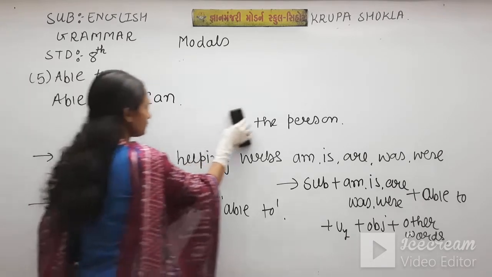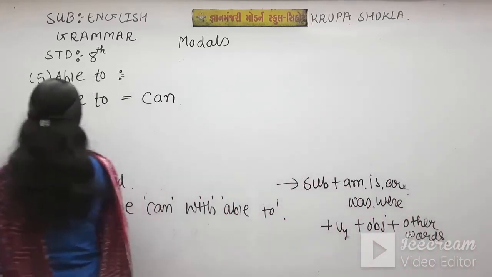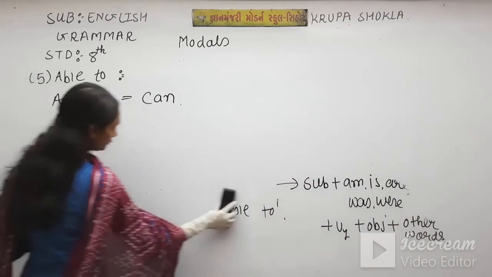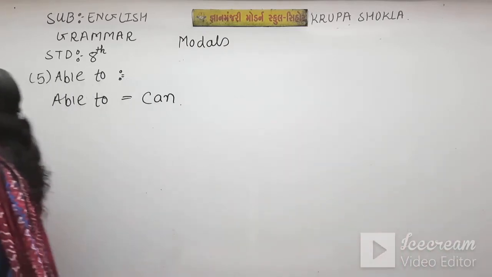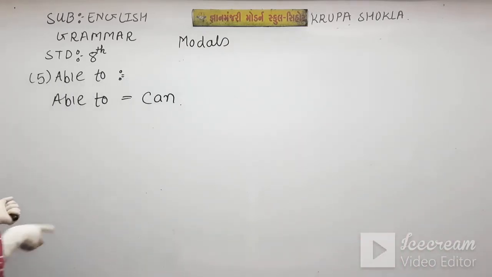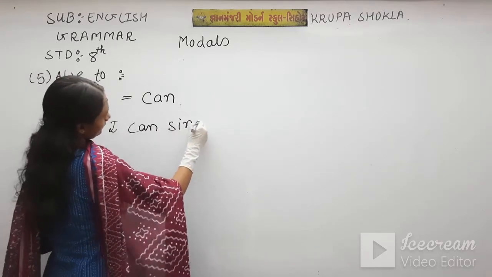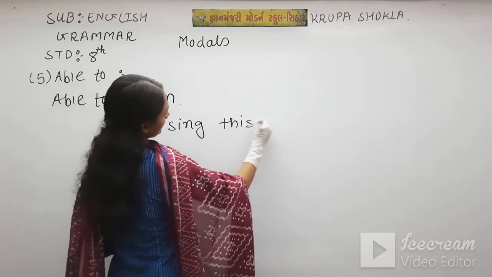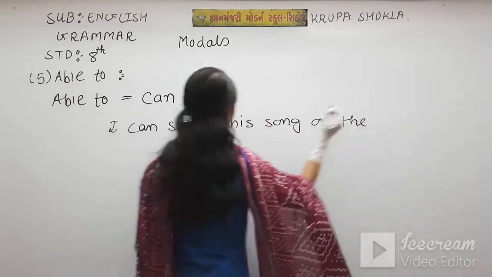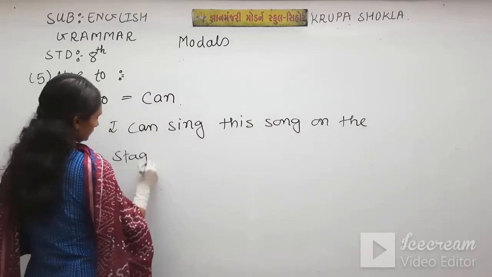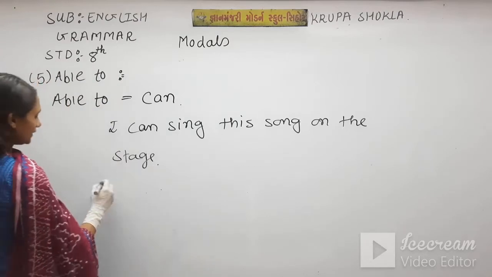Now sentences of able to. I write the sentences of can and able to both. See, I can sing this song on the stage. Now we have to use able to in this sentence. So what will be the changes?